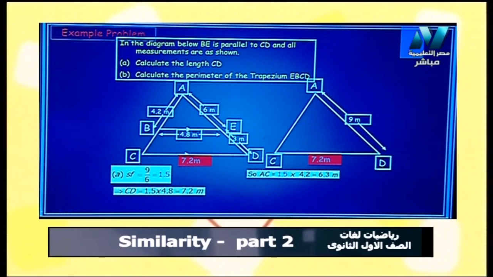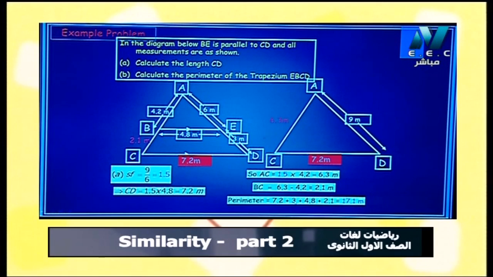And to find AC, multiply the scale factor, which is 1.5, times 4.2, equals 6.3 meters. So here AC equals 6.3 meters. We have here BC. BC, where is it? BC equals 6.3, which is the total side AC, minus 4.2, which is AB. So the answer of BC equals 2.1 meters.